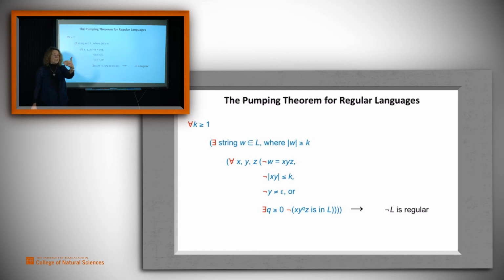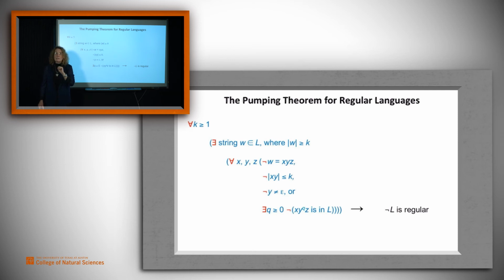Well, let's only consider the ways that meet these first three. In other words, we carve it up. The part we're going to call y has to occur relatively early in the string, and the part we're going to call y has to have some characters in it. We consider only x, y's, and z's that meet those requirements. That means that this one is going to have to be the case. That means that there exists some q such that this is false.